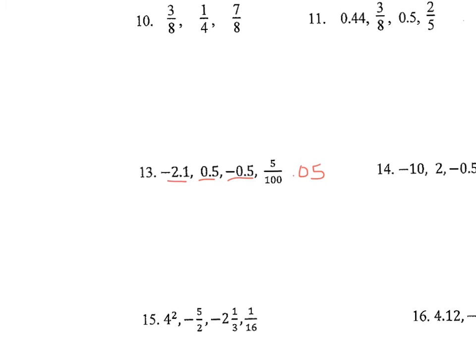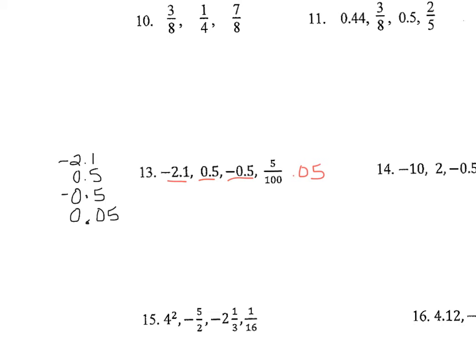One way that you can do this is if you have a piece of paper, or however, if you can see it in your head, I would write them all down vertically, like up and down. So negative 2.1, 0.5, negative 0.5, and 0.05. Fill in zeros wherever you need to, and then go through and check off those numbers like we did up at the top.